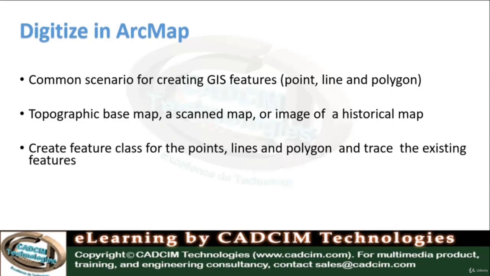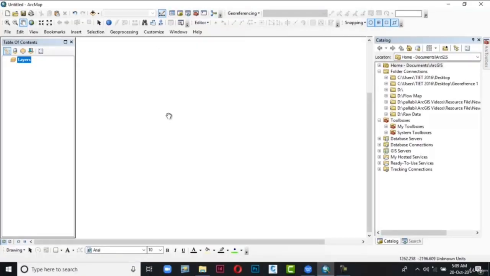Today I'll give you a brief demonstration of digitizing in ArcMap 10.5. This is a common scenario where you want to be able to create GIS features, whether it's point, line or polygon, from some existing data. So in this case I'll be using a satellite image.